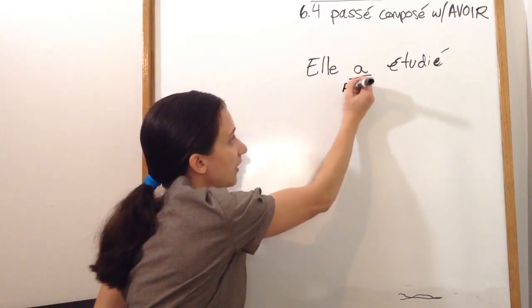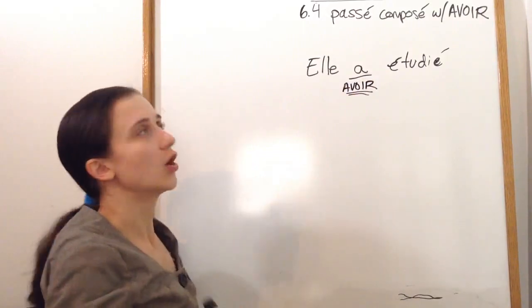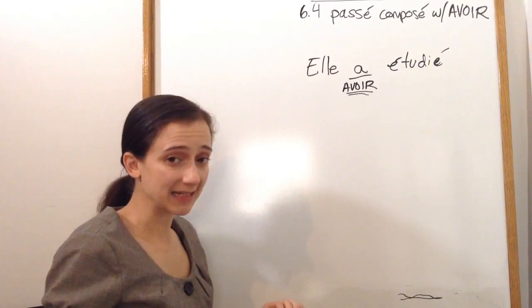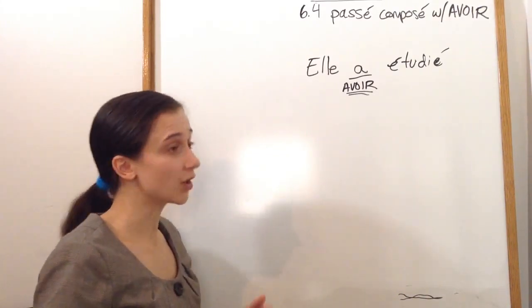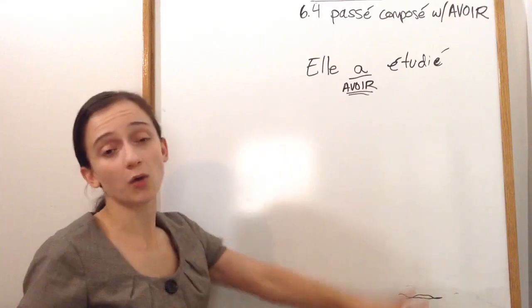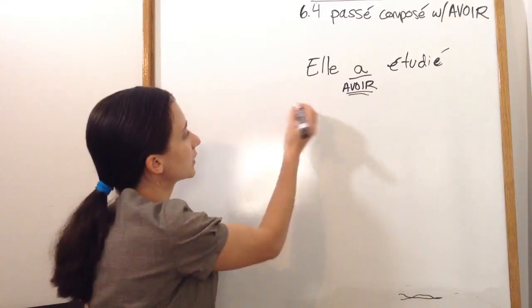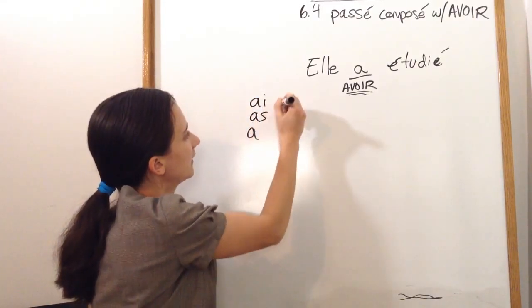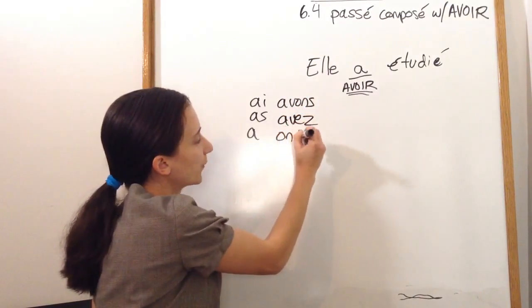This is avoir in the present tense. So you won't be able to figure out how to conjugate in the past tense, how to create a sentence in the past tense, if you don't memorize avoir. If you haven't, you need to get on that, because there's no way that you're going to be able to write sentences in the past tense if you don't know avoir. So let's write avoir over here. J'ai, tu as, il a, nous avons.